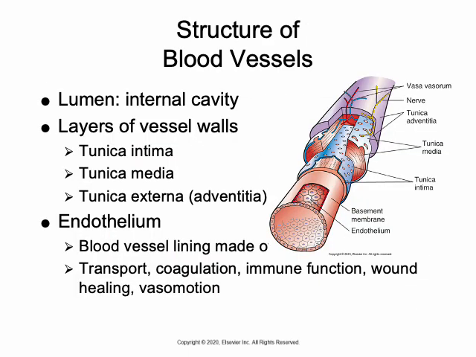Let's take a closer look now at the structure of the blood vessels themselves. The internal cavity we refer to as the lumen. And there are 3 layers of vessel walls. We have the tunica intima, which is the most inner, the tunica media, which is the middle, and the tunica externa, sometimes also called the adventitia, which is the external or outermost layer. It contains nerves and lymphatic vessels. You can see the layers here on this schematic, showing also the basement membrane and the endothelium.